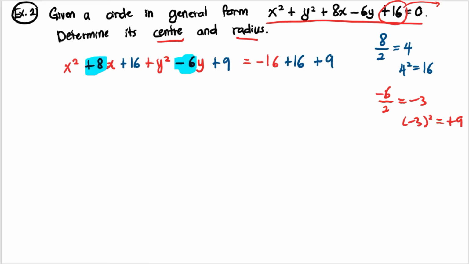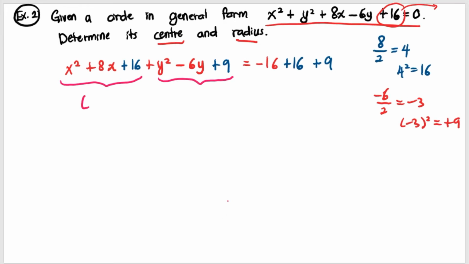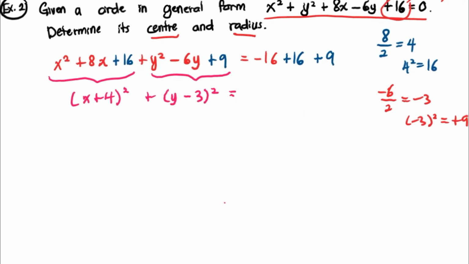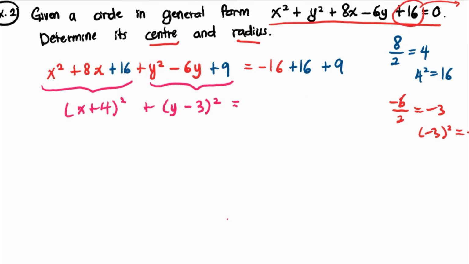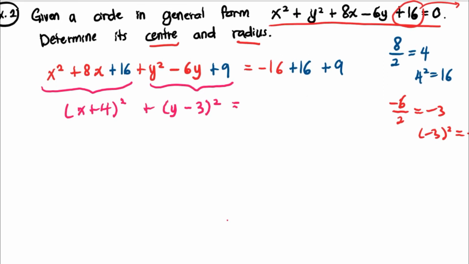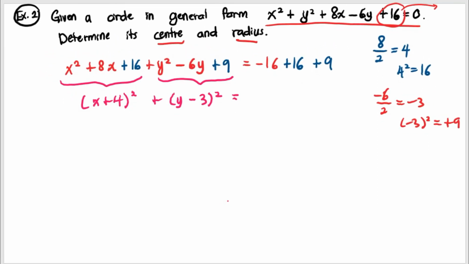Now you can actually factorize this one. Now we factorize this as (x plus 4) squared plus (y minus 3) squared. So that one will be 9: negative 16 plus 16 plus 9, so you get positive 9 on this side.